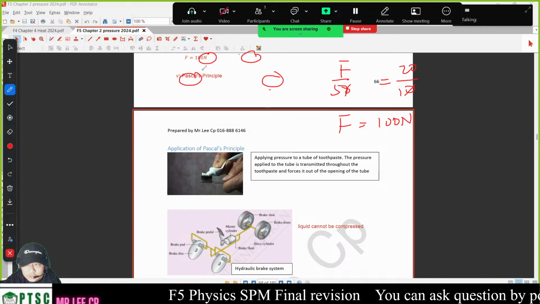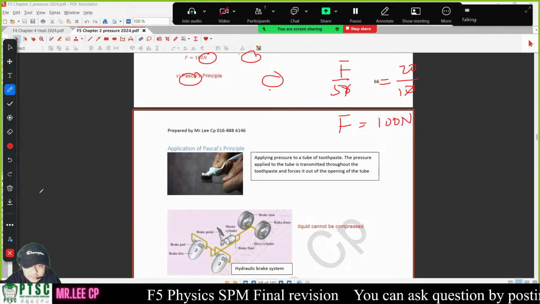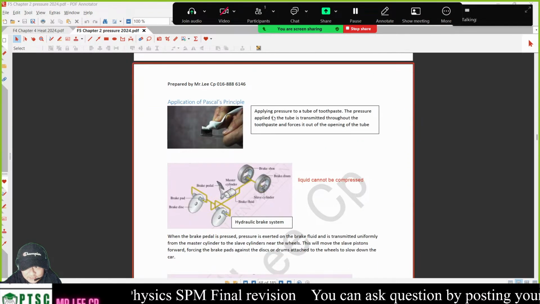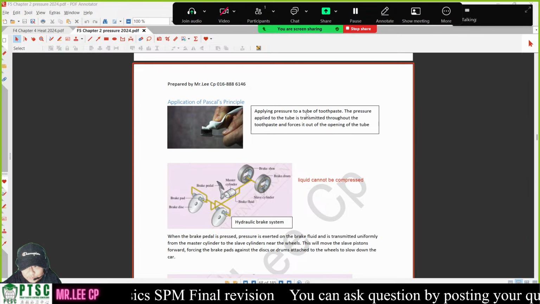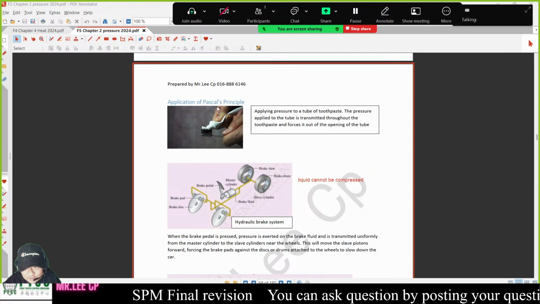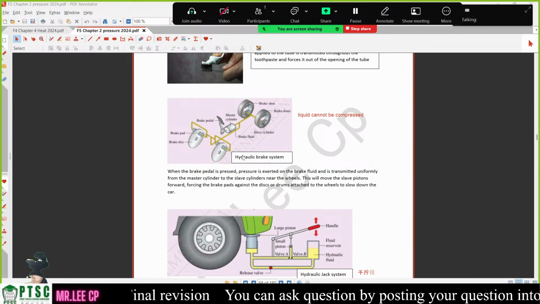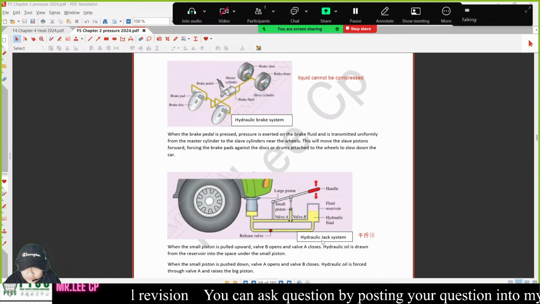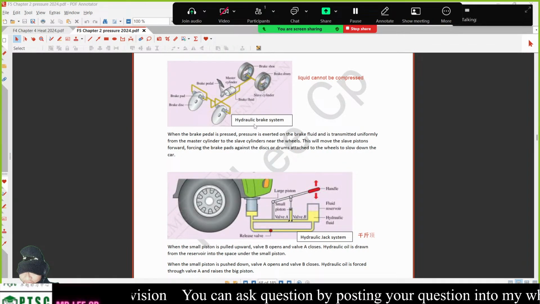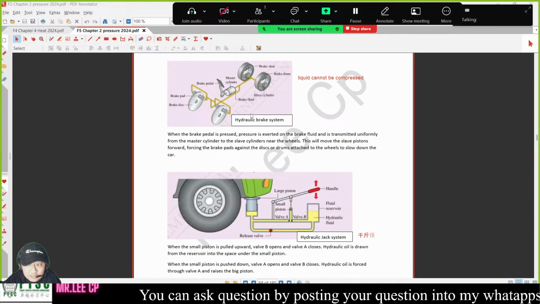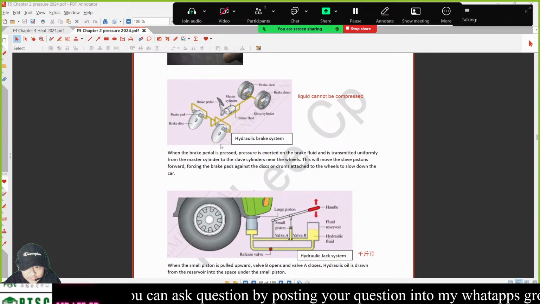Applications, you need to know. Memorize it. Toothpaste: applying pressure to the tube of toothpaste, that is Pascal's principle. Then the hydraulic jack and the hydraulic brake. You need to memorize how it works. Go and read it.